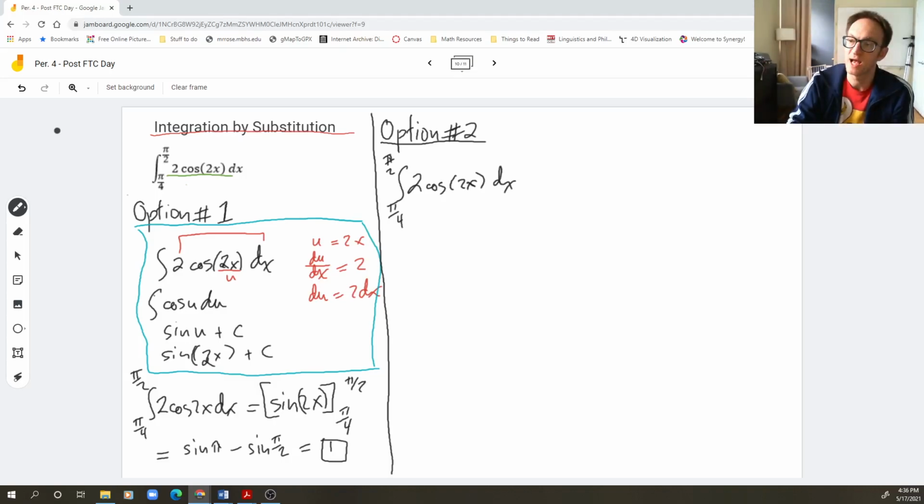And now I want to simplify things by performing a substitution. But here, I'm going to perform the substitution directly on the integral. By that I mean, well, it's in fact the same substitution, u equals 2x. So I still want that to be u. So I'm going to say, let u be 2x.